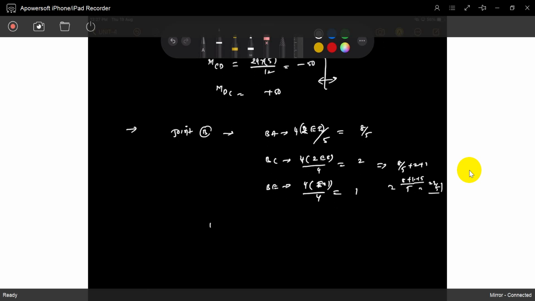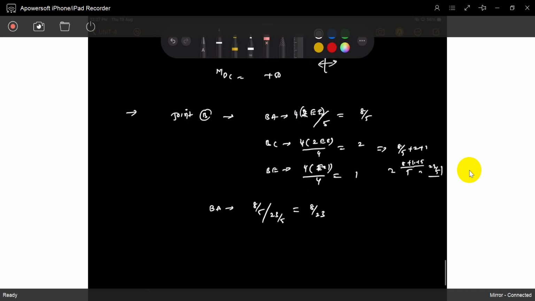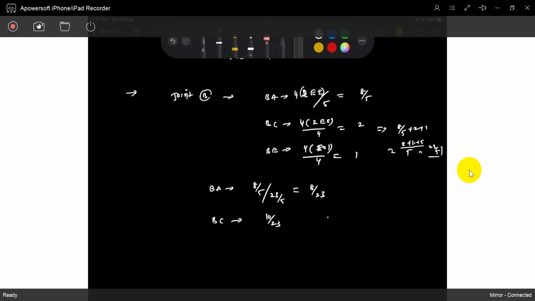So now the distribution factor for BA is 8 by 5 divided by 23 by 5. So what is that value? 8 by 23. For BC, 10 by 23. That's it, na? For BE, 5 by 23. So now you add it: 8, 10, 5, 23 by 23. So 1. That's the distribution factor for joint B.